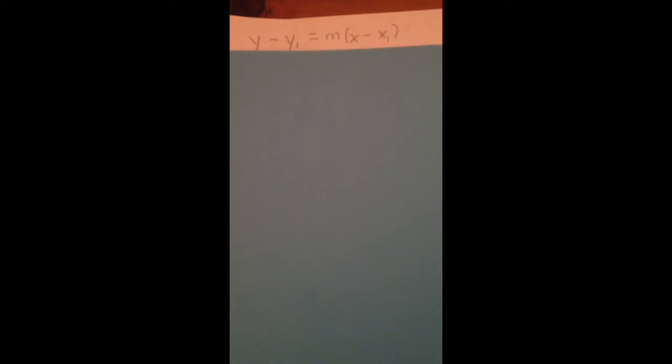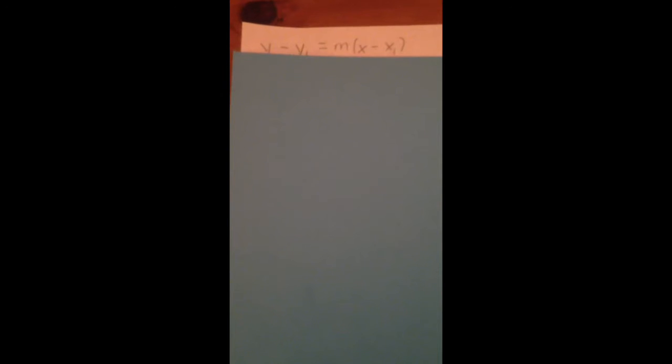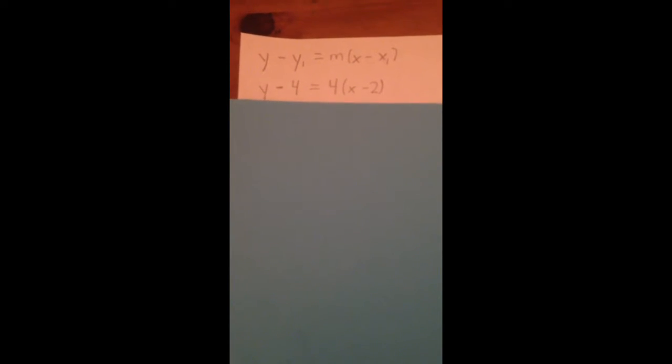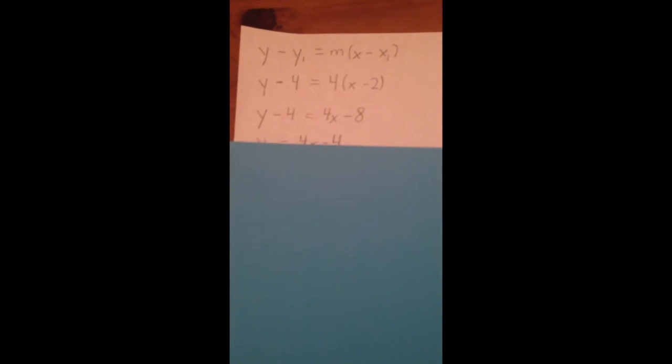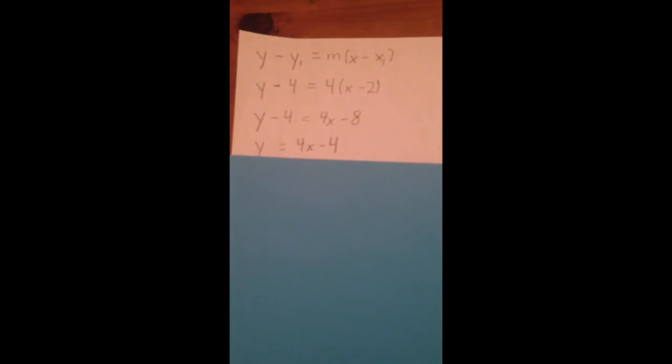Now that we know the slope of the tangent line is 4, we can use point slope form to find the equation. Point slope form is y minus y1 equals m times x minus x1, where x1 and y1 are coordinates of the point on the line. We have the point 2, 4, and we know that the slope is 4, so we can plug in this information into the equation. If you want, you can then simplify this to slope-intercept form. The equation of the tangent line is y equals 4x minus 4.